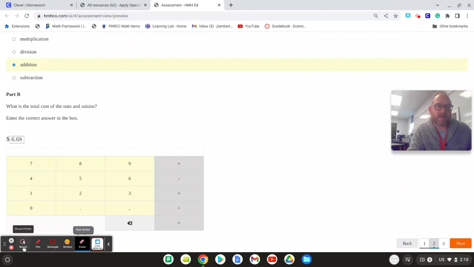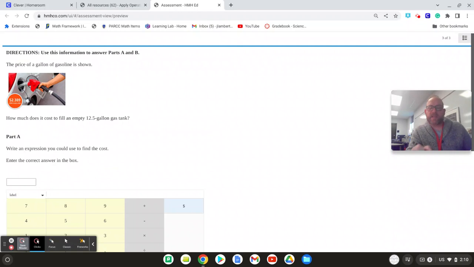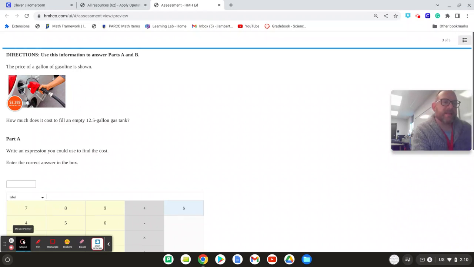All right, moving on into our last problem here. Again, we've got a two-parter here. So we're going to use the same information for parts A and B. So part A says the price of a gallon of gasoline is shown, which is 2.389 thousandths of a dollar. How much does it cost to fill an empty 12.5 gallon gas tank?